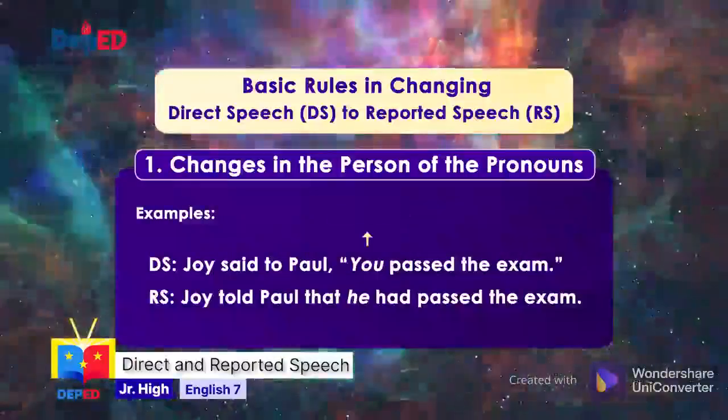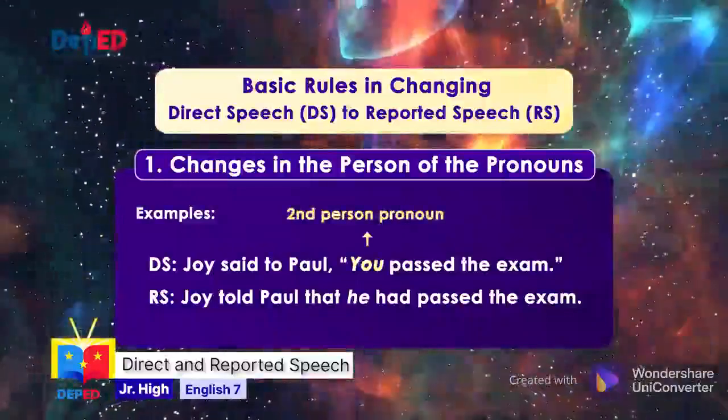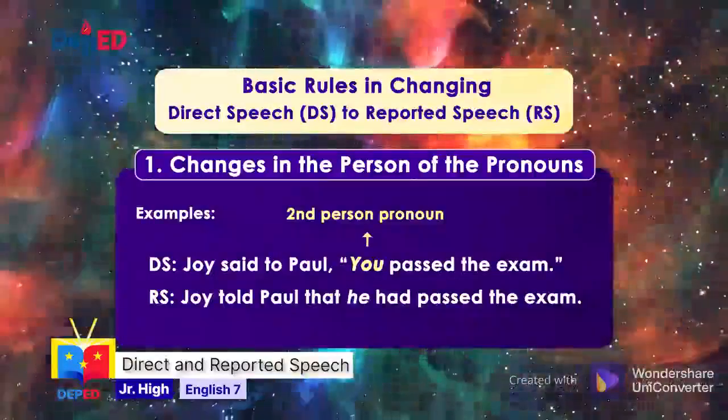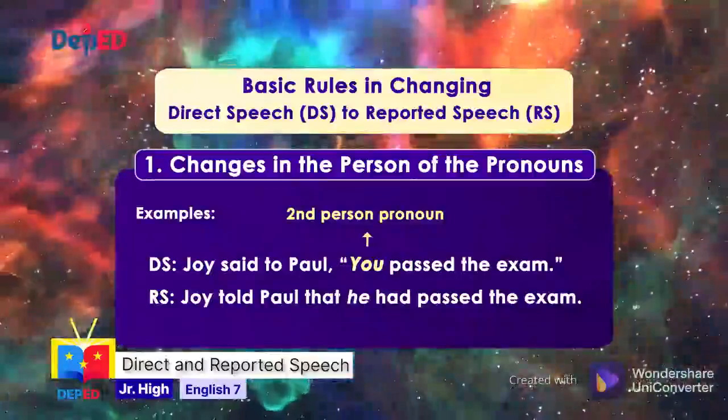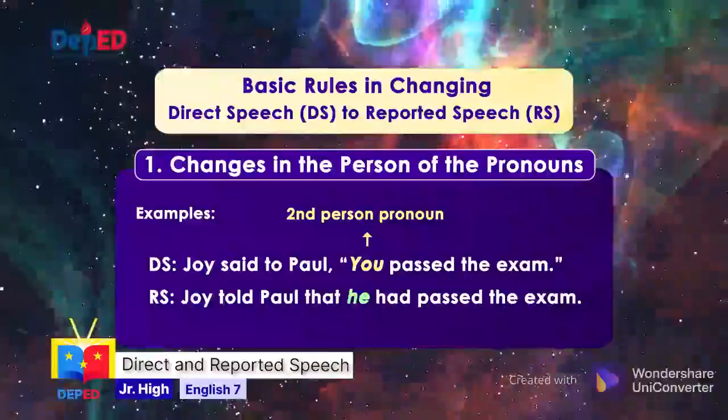In this sample, the second-person pronoun you in the direct speech is changed according to the object of the reporting clause. Joy said to Paul. The object here is Paul, and it requires a third-person masculine pronoun he.